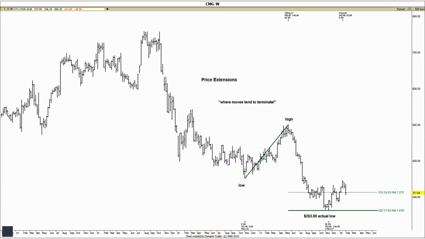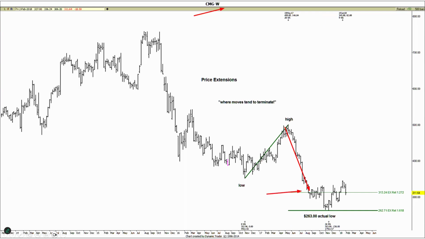Okay, one more example of a price extension. This is in the much bigger picture because this is a weekly chart and it's an old chart, but it's still a good example. So this was CMG on the weekly chart. This market was going straight down. It was ugly. So you kind of back up from looking at the daily chart and look at the bigger picture. And I was looking at that to see where we could put in a possible low.